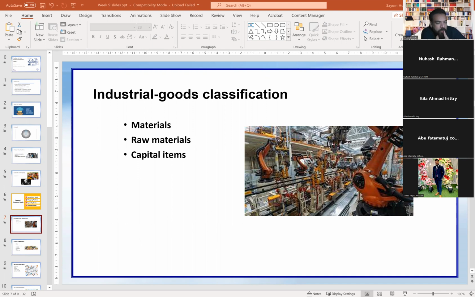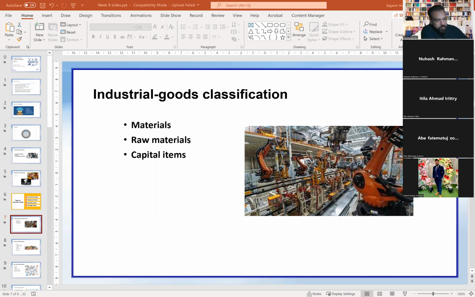Of course, we are not talking about B2B here. There is no question of business to business coming in. It's about how we are classifying the product. Everything that is being produced, we are talking about that.